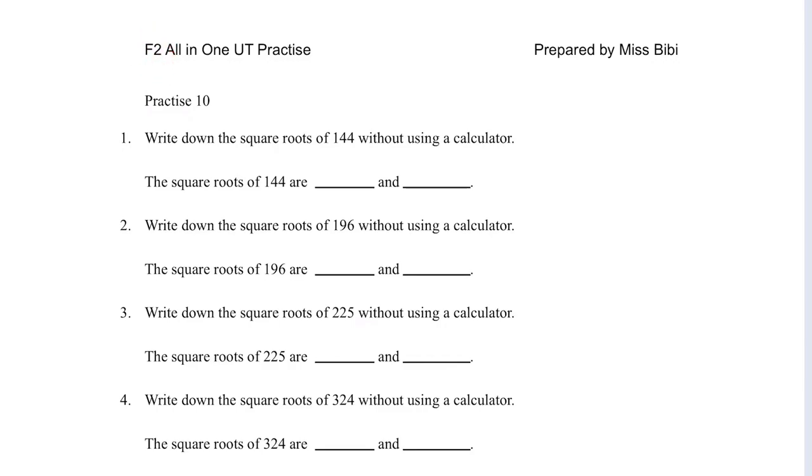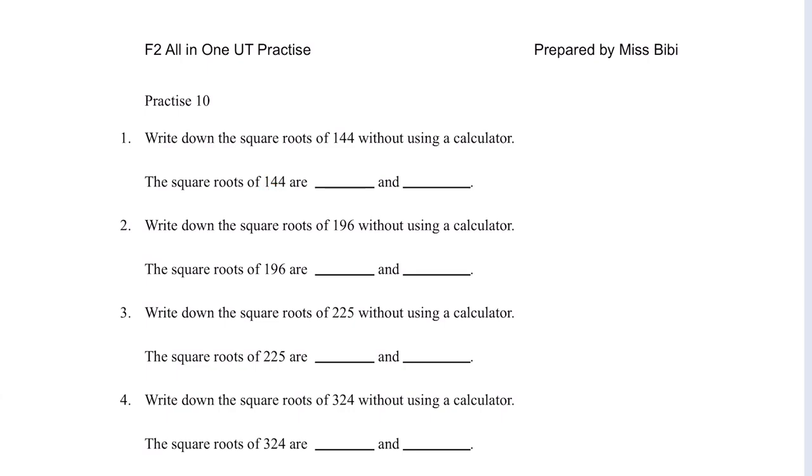We are continuing from Math UT Practice and now we are at practice 10. Practice 10 is about writing the square roots of a number given without using a calculator. So how do I find that? Square roots of 144. You will have to think what times itself equals 144.